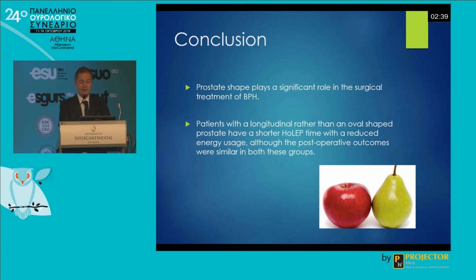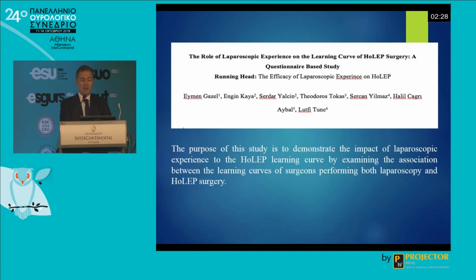Patients with a longitudinal rather than an oval-shaped prostate have a shorter HOLEP time with reduced energy usage, although the postoperative outcomes were similar in both groups.